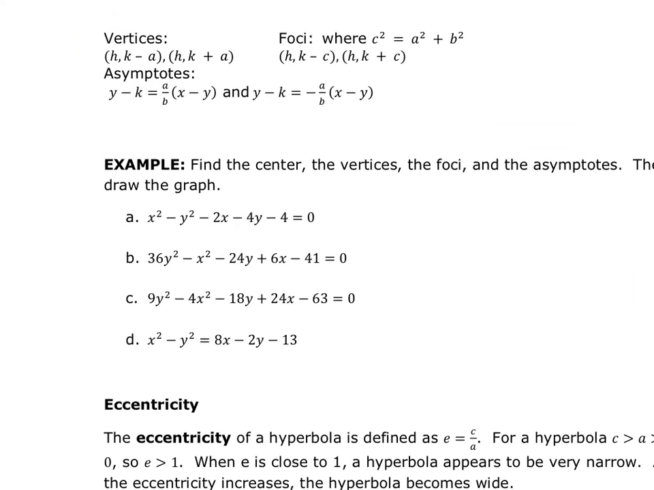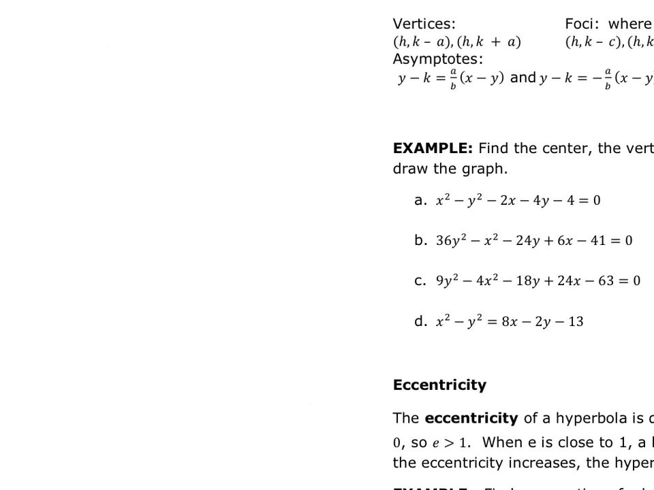So let's just do one of them. Oh, look at that. Isn't that delicious? Look at that stuff. Which one of these would you like me to do? C. C? Okay, so let's do C. I'm going to do C over here. It is 9y squared minus 4x squared minus 18y plus 24x minus 63 is equal to 0.